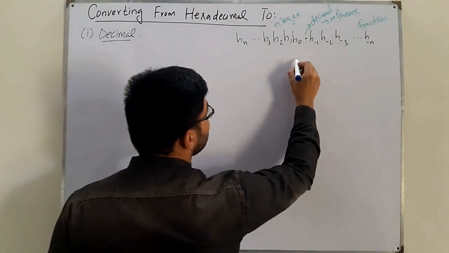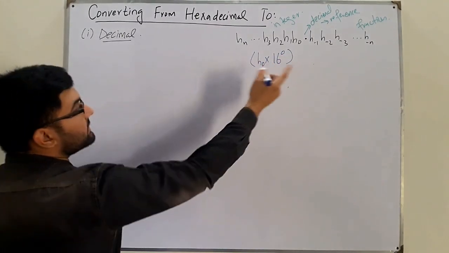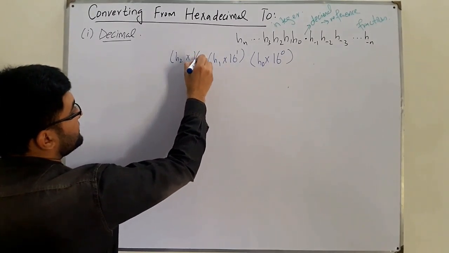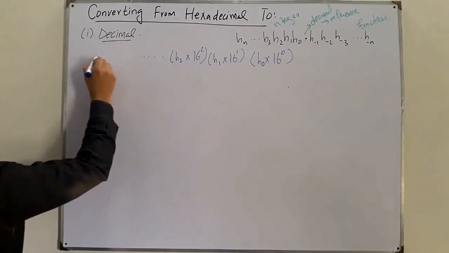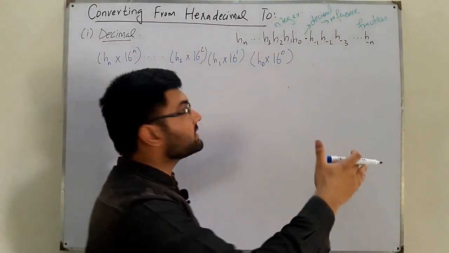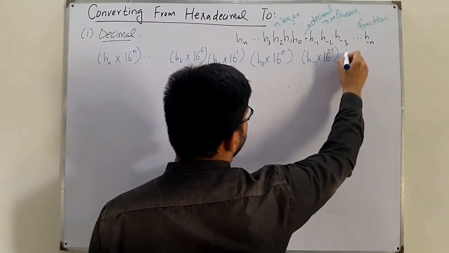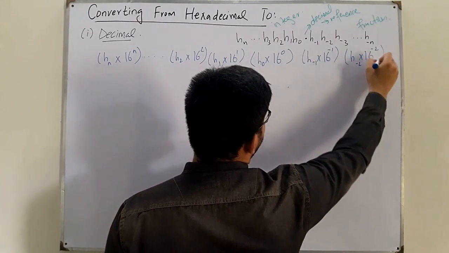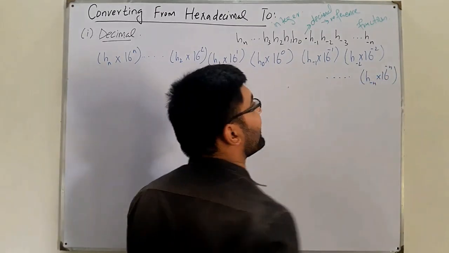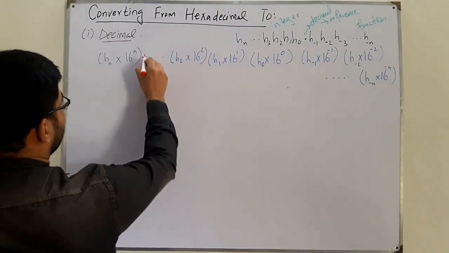H naught is the first value, so H naught is multiplied by 16 to the power 0. Then H1 is multiplied with 16 to the power 1, H2 is into 16 to the power 2, and so on. We have up to Hn multiplied by 16 to the power n, all right? And similarly, to the right of the decimal point, this is a negative weight, so we have H negative 1 multiplied by 16 to the power negative 1, H negative 2 is multiplied with 16 to the power negative 2, and so on till Hn into 16 to the power negative n. And you add them up, okay?